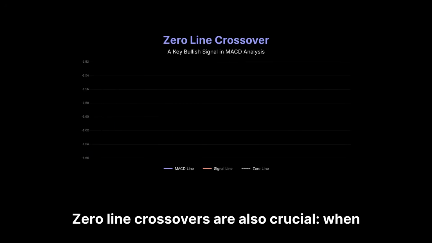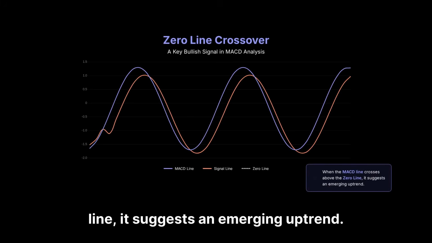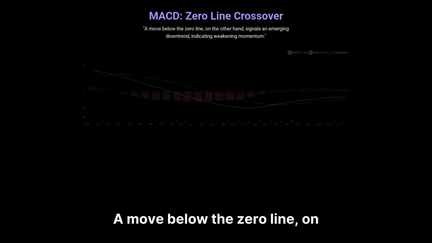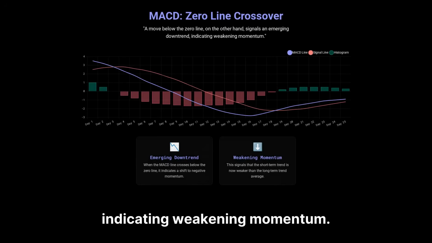Zero-line crossovers are also crucial. When the MACD line moves above the zero line, it suggests an emerging uptrend. A move below the zero line, on the other hand, signals an emerging downtrend, indicating weakening momentum.